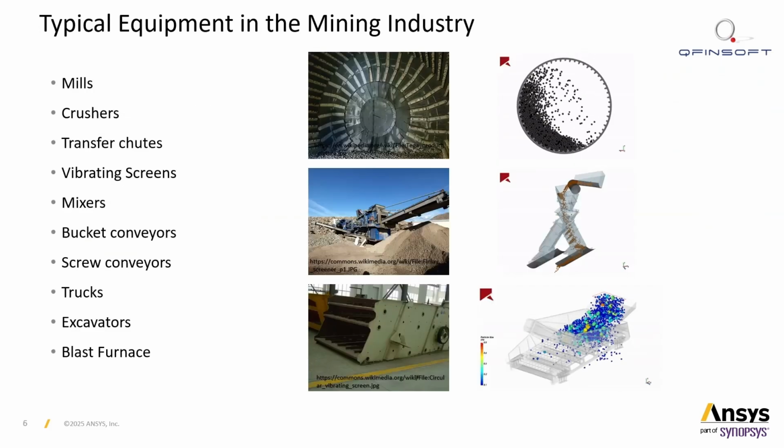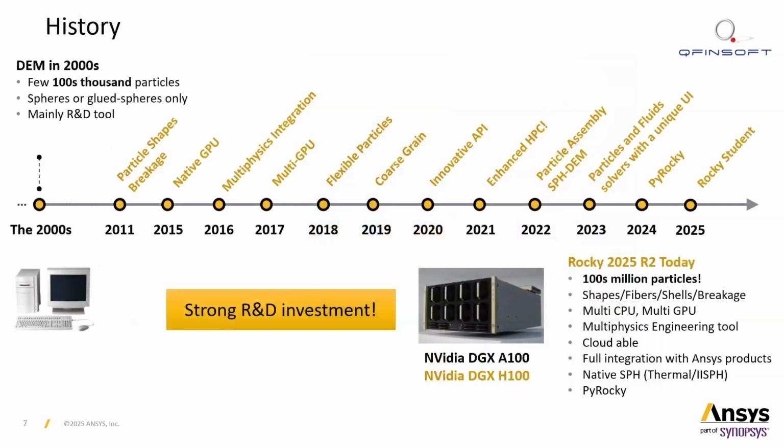So there are various types of equipment in the mining industry, such as mills, crushers, transfer chutes, vibrating screens, mixers, bucket conveyors, screw conveyors, trucks, excavators, and blast furnaces. So these are all just a few examples of where Rocky can be used in the mining industry.